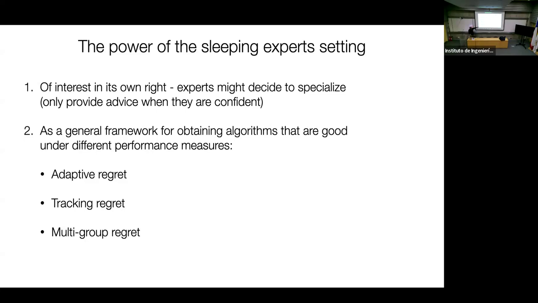That advice is not apparent in the protocol, but you can imagine an expert's advice is some action they could take, some particular investment strategy that would lead to some particular loss. And the algorithm in this protocol is only going to use the loss. It's not going to use the hidden actions of an expert.